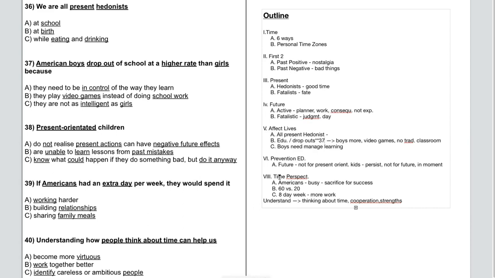This would be also very helpful for the first part, because remember, you'll have two different question types more than likely for each section. So just from looking at this, I can see that numbers 36 through 40 most likely start right here at my Roman numeral 5 of how they affect lives, because this is where the information for these questions lingers.